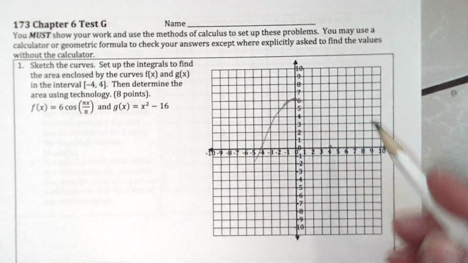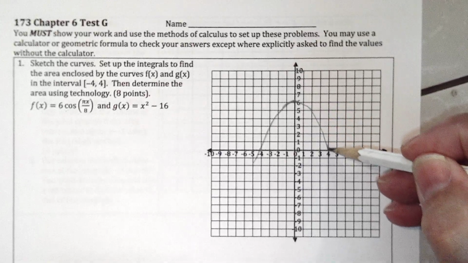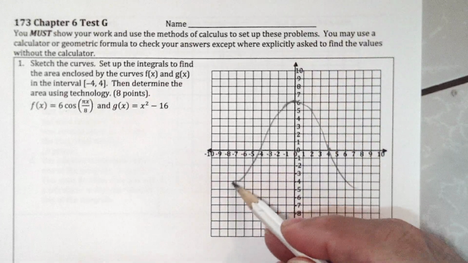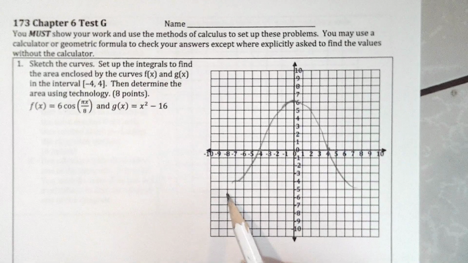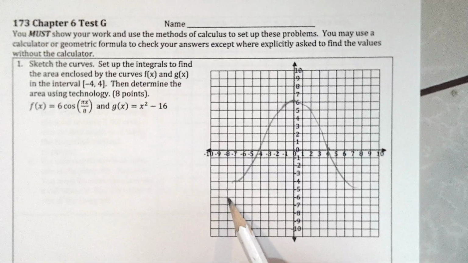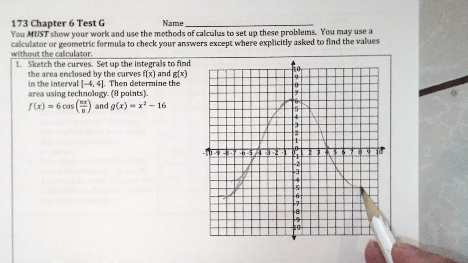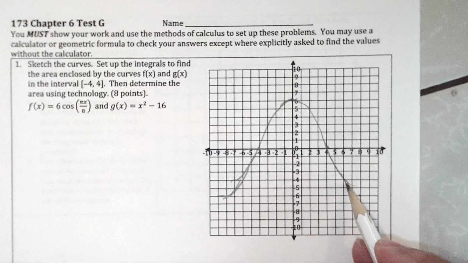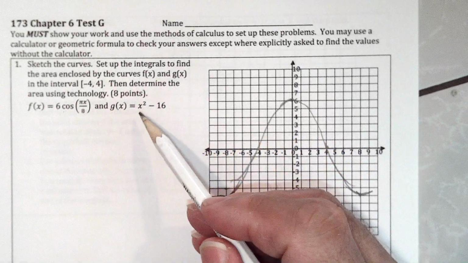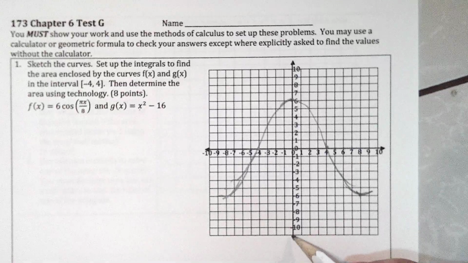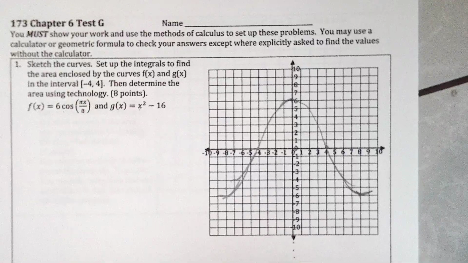Comes up, goes through 6. It comes down through 4. And then it'll go back up. We'll clear down to negative 6 here at negative 8. And at positive 8, it'll be down to 6. That's the cosine curve.